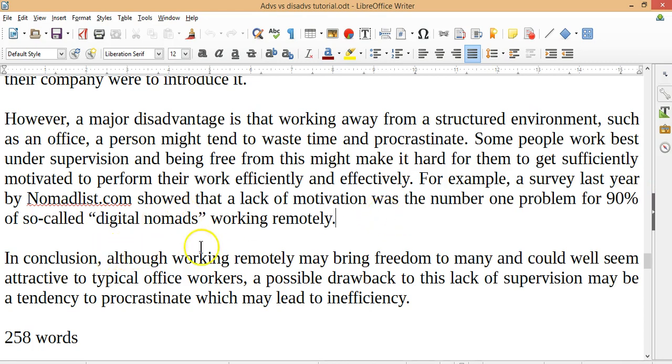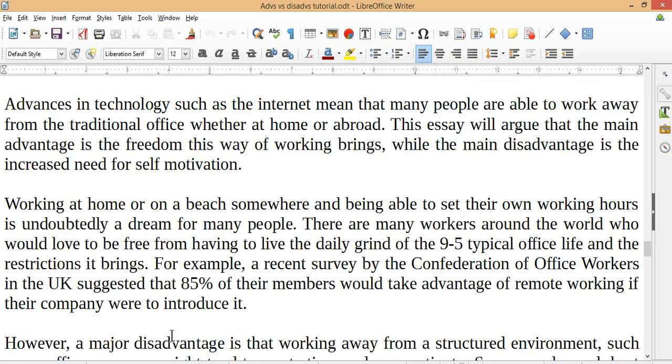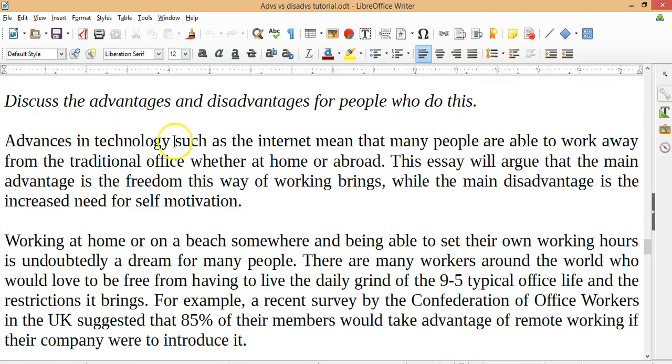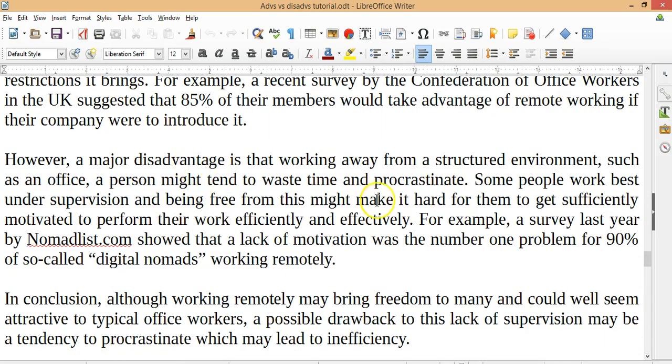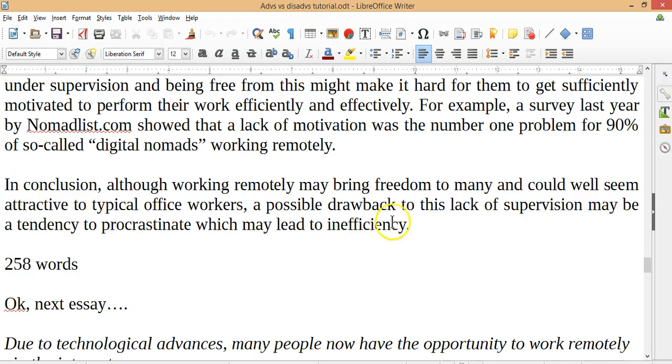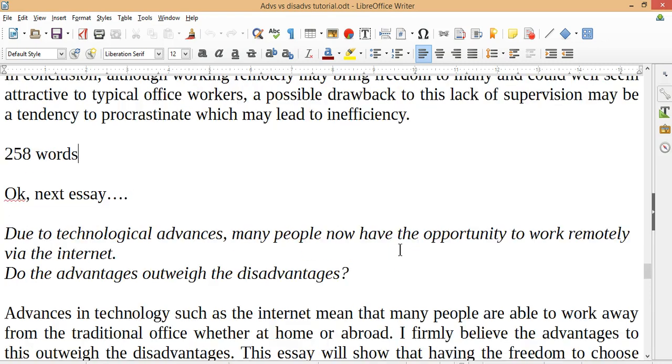In conclusion, although working remotely may bring a freedom to many and could well seem attractive to typical office workers, a possible drawback to this lack of supervision may be a tendency to procrastinate, which may lead to inefficiency. 258 words. It's a little short. Well, I mean, it's above the 250, but it's nice and simple. Main idea, outline sentence, main idea, explain, example, main idea, explain, example. Restate your main ideas. Okay.